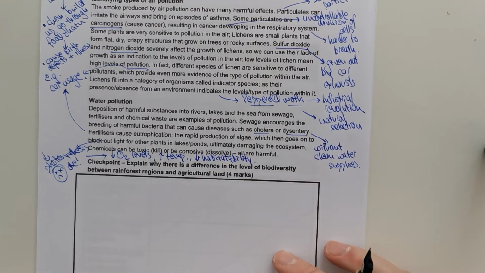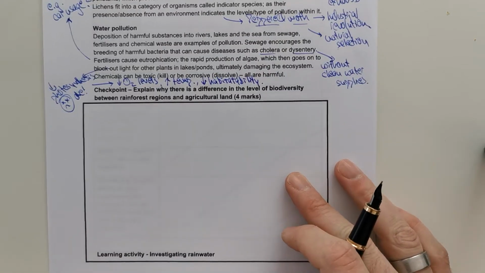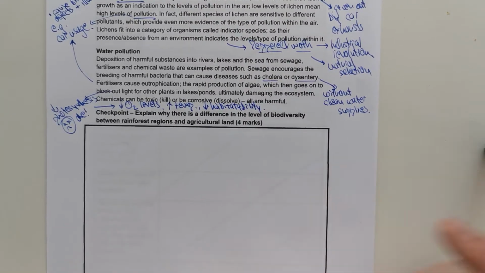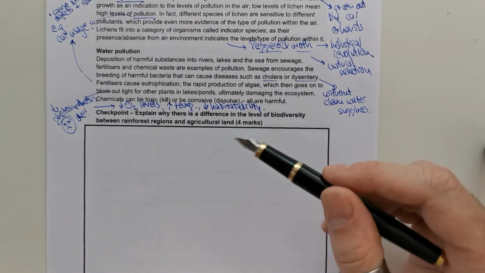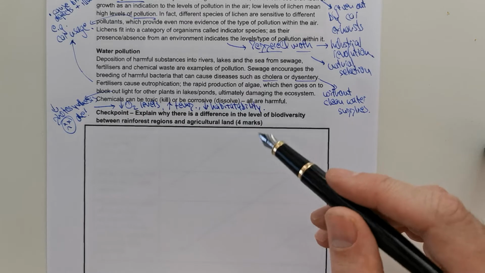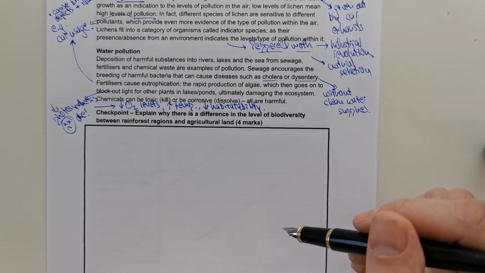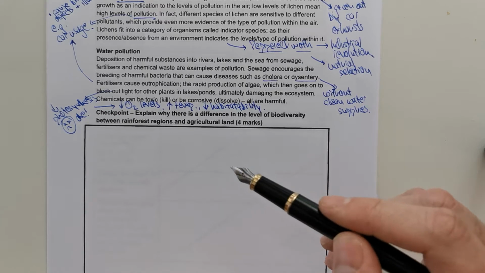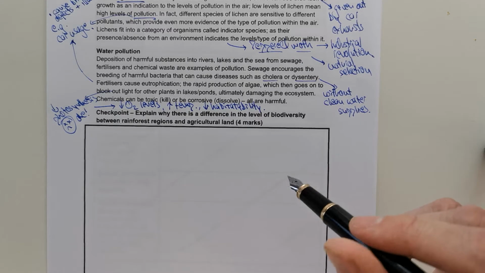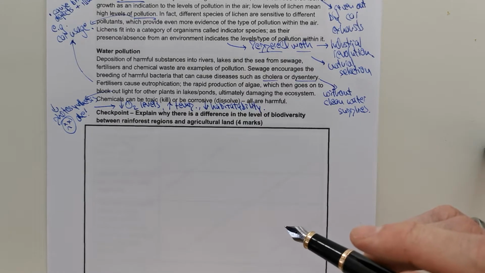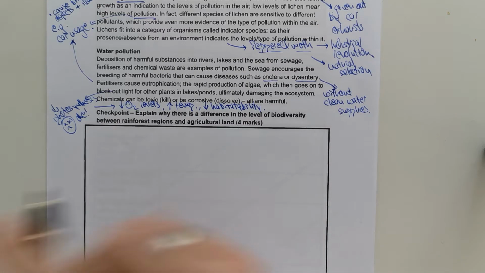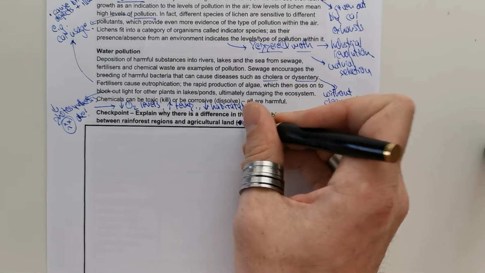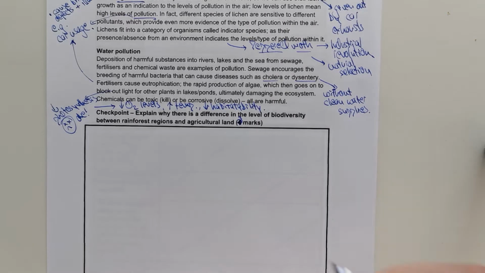Right, good. So we've gone through those. So now a chance for an application. What I'd like you to do now is pause your video and have a look at this next question. See what you can do with it, and then we'll go through it. As it says, explain why there is a difference in the level of biodiversity between rainforest regions and agricultural land. This question should actually be 3 marks. So before you pause it, you are looking for 3 points. Okay?